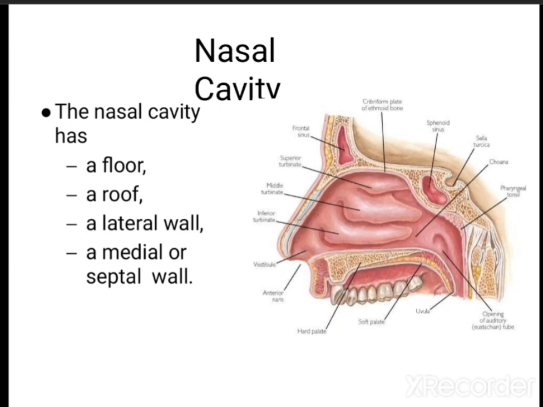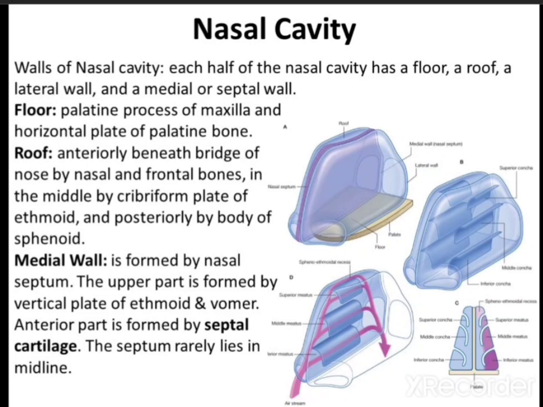Then the nasal cavity. The nasal cavity has the floor, roof, lateral wall, and medial wall. The medial wall is also the nasal septum. The nasal cavity has four walls. The floor is formed by the palatine process of the maxilla. Here we can see the floor.